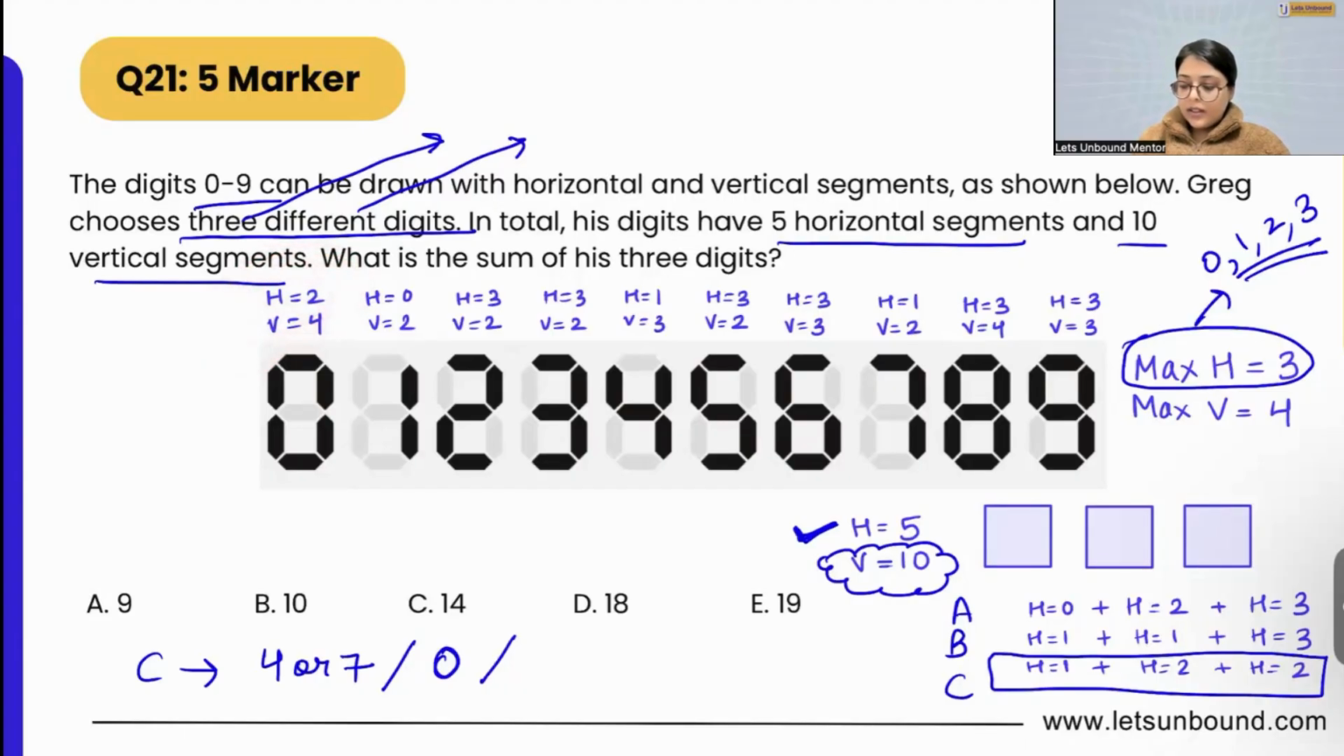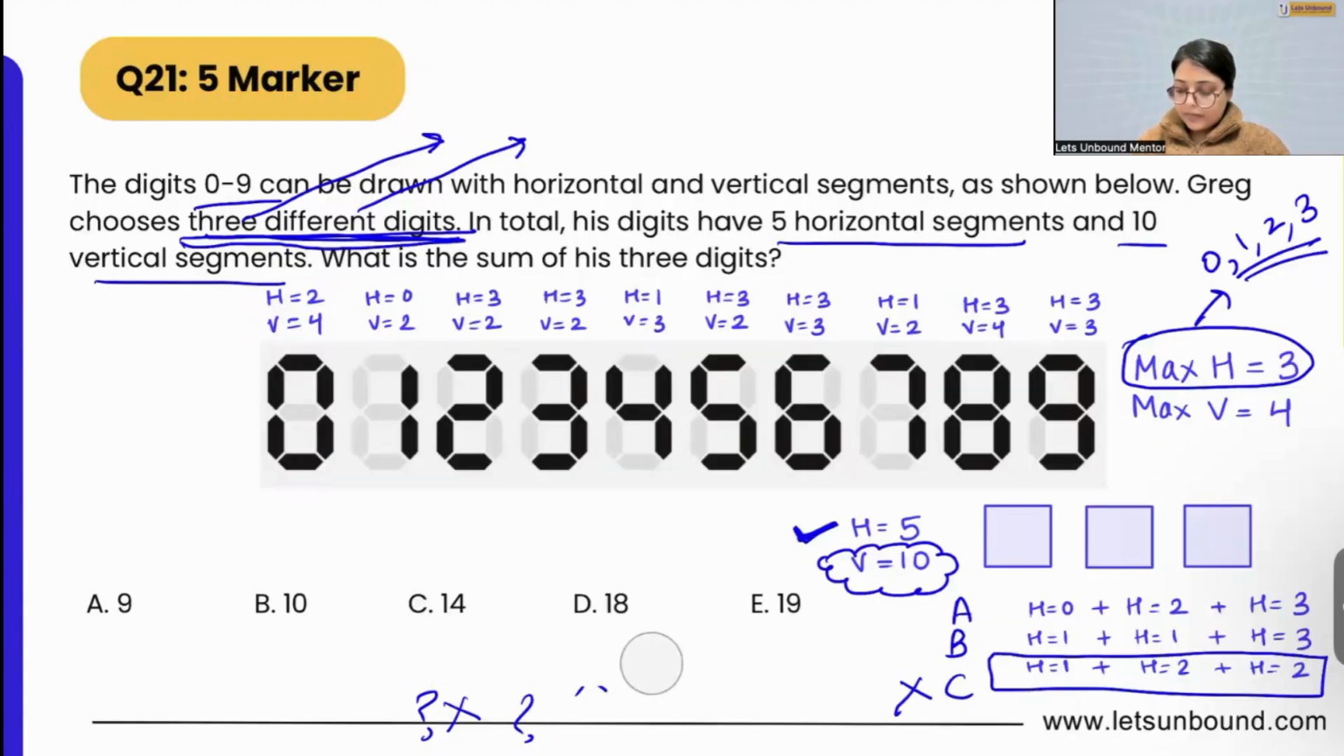So that means the third digit and the second digit are the same. But that's not possible. Why? Read the question again. You remember I made you highlight that Greg is choosing three different digits. So they cannot have the same digit at two different places. So that means my third possibility is discarded already.